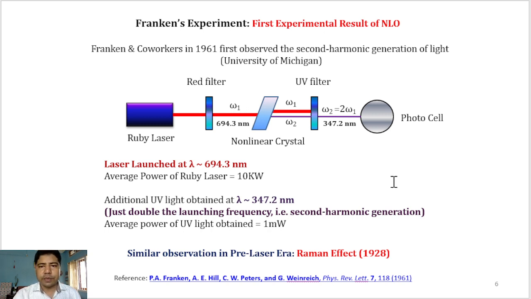Now coming to this Franken experiment, this is the first experiment in nonlinear optics. This was done in 1961, one year after the discovery of the laser. It was first observed by Franken and co-workers that when light was launched into a nonlinear medium, a quartz crystal, it produces second harmonic generation. Meaning, if we send a frequency omega, then we can get another frequency of twice omega. This was done at the University of Michigan.